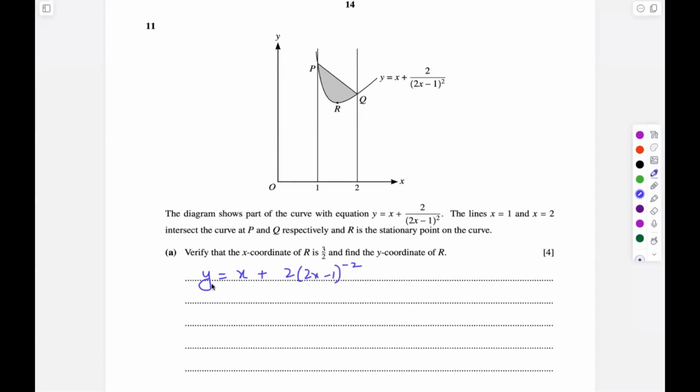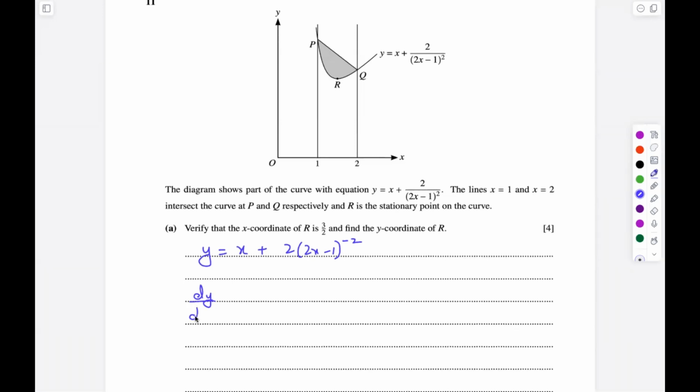Finding dy dx, differentiating x becomes 1, minus 2 into 2, that is minus 2, into (2x minus 1), and we decrease the power by 1, so that will become minus 3. And we also multiply, so first we multiply this minus 2 by this coefficient, so that will become a minus 4, and decreasing the power by 1 becomes minus 3. And we also multiply it with the derivative of 2x minus 1, which will be 2. So dy dx will be 1 minus 4 into (2x minus 1) to the power minus 3.